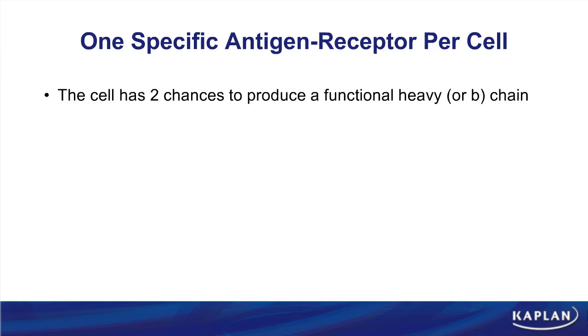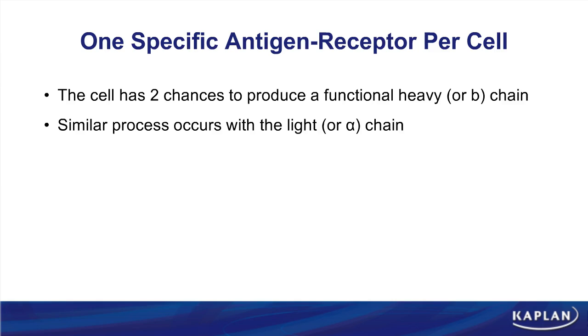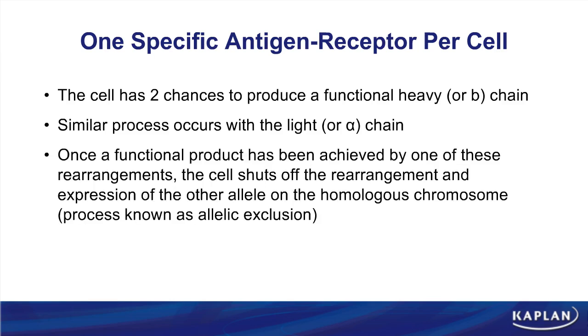We have a very similar process that occurs with the light chain. We have to remember, for both the B cell receptor and the T cell receptor, we have a heavy chain, or in the T cell we call it a beta chain, and we have a light chain, or in the T cell we call it the alpha chain, okay? And those all come together to create the receptors. Once we do get a functional receptor, the cell shuts off rearrangement on the other allele, as we just mentioned, and we call that allelic exclusion, right?